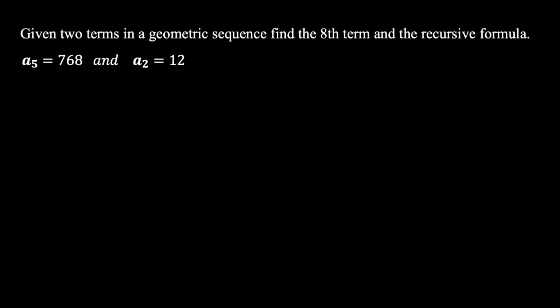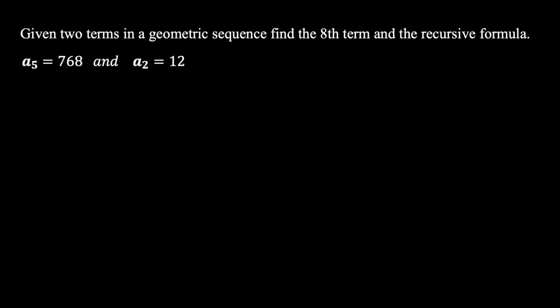Another type of questions. Here they said, given 2 terms in a geometric sequence, find the 8th term and the recursive formula. The 2 terms given here are a₅ is equal to 768 and a₂ is equal to 12. To find a₈, we need to find r. How do we find r? Let me show you how.